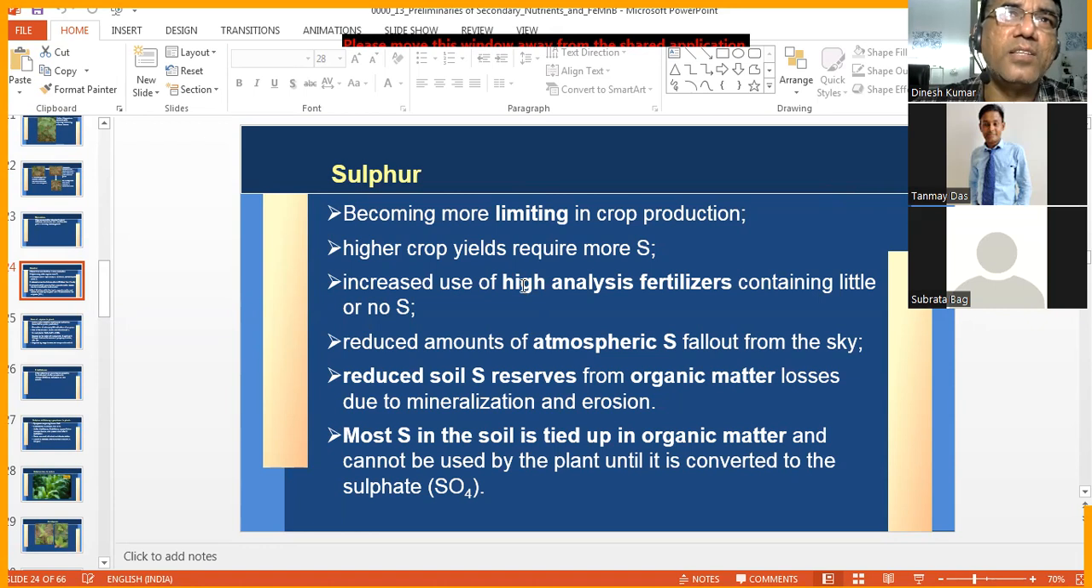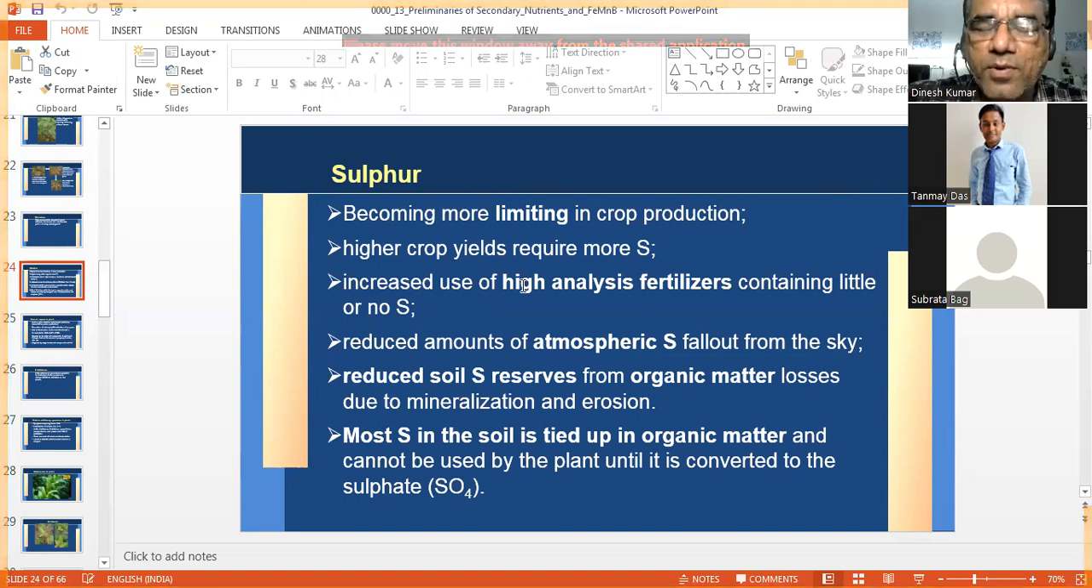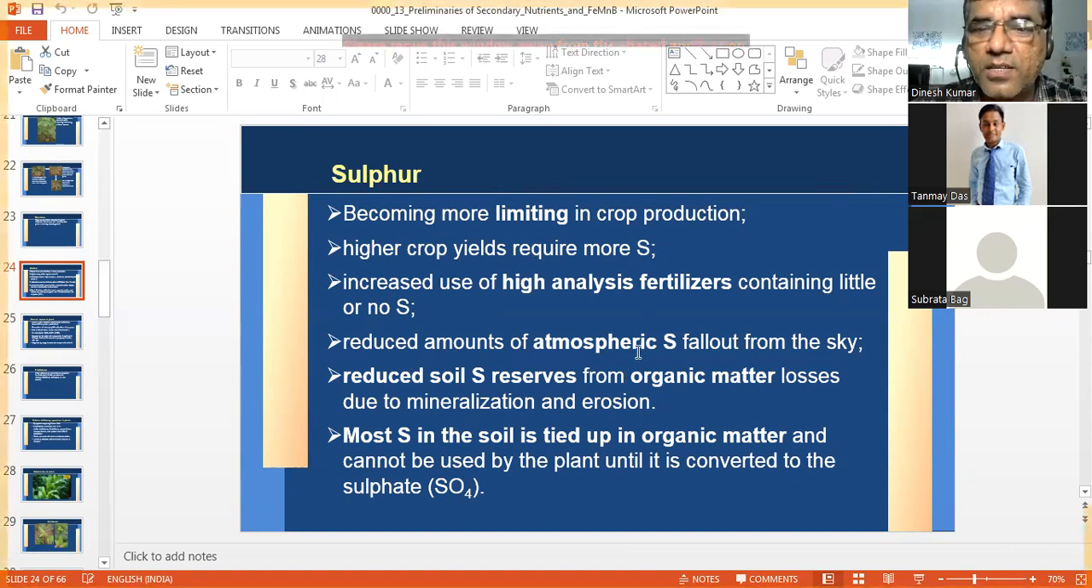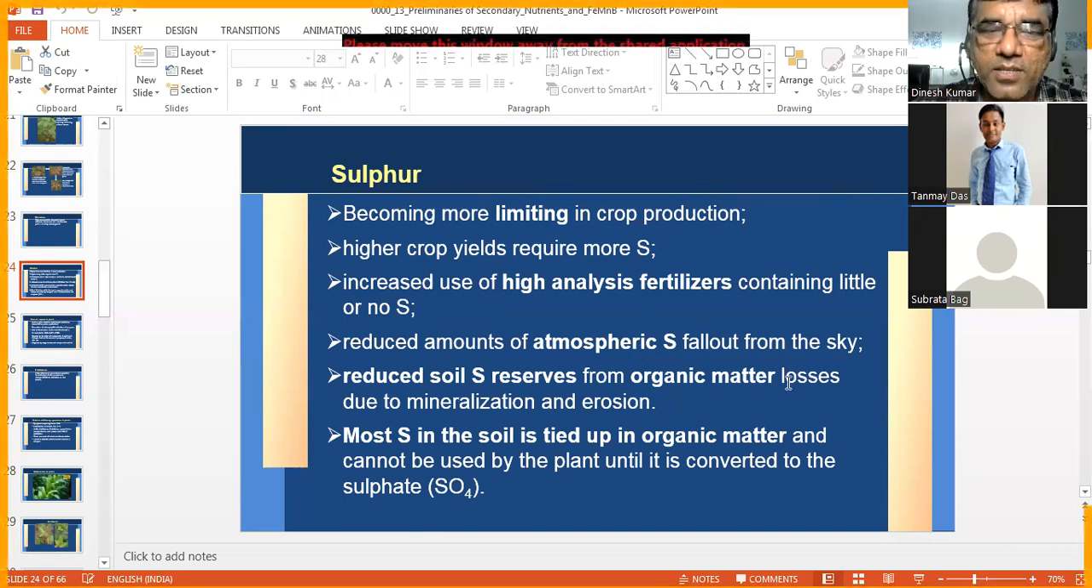If you see the last 15-20 years, the consumption of DAP is increasing, but consumption of single superphosphate has declined. This is one of the reasons that sulfur deficiency is being experienced. Other reasons are reduced atmospheric sulfur fallout from the sky and reduced soil reserves from organic matter losses. More sulfur in the soil is tied up in organic matter and cannot be used by the plant until it is converted to sulfate.